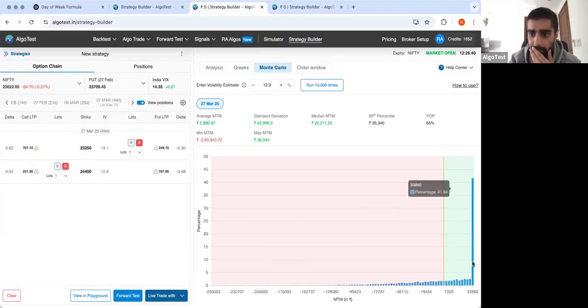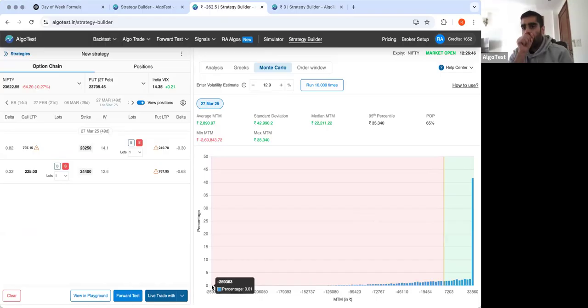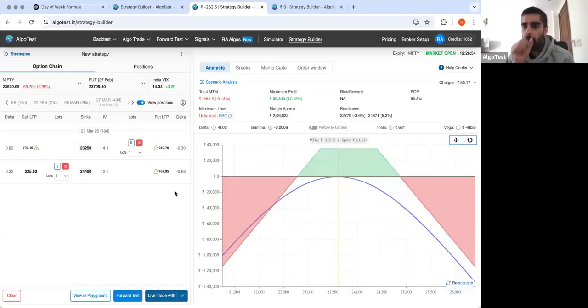Over here, your POP is much higher, but your skew is much more negative, right? Everybody with me here? So this is one of the trade-offs of a straddle versus a triangle.